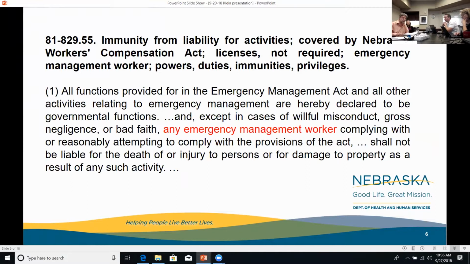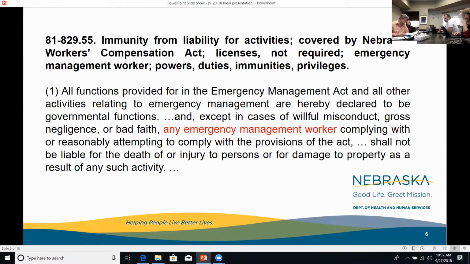And I want to point out to people, I'm using the word credential in the current sense of Nebraska's Uniform Credentialing Act, that's basically a licensure from the state as opposed to having privileges in a hospital. But at any rate, the functions provided for in the Emergency Management Act are declared to be government functions.